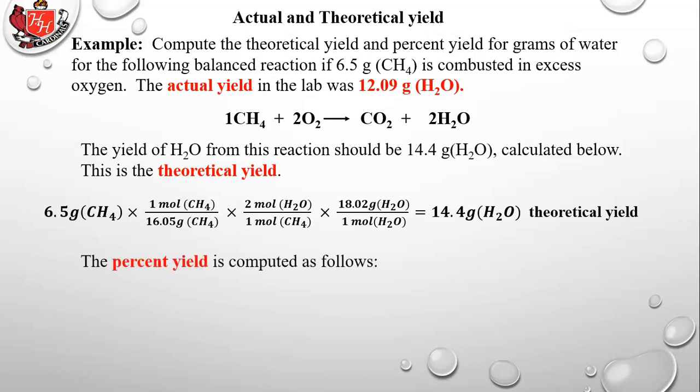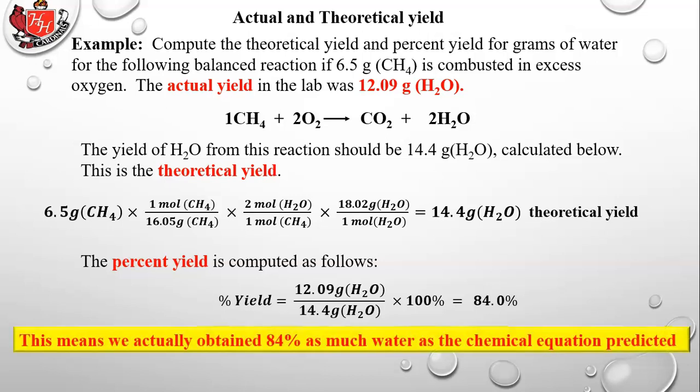So percent yield is computed as follows. What you actually got in the lab, 12.09 grams of H2O, over what the equation said you should have gotten, 14.4. You multiply that by 100% and you get 84%. So this means we actually obtained 84% as much water as the chemical equation predicted.